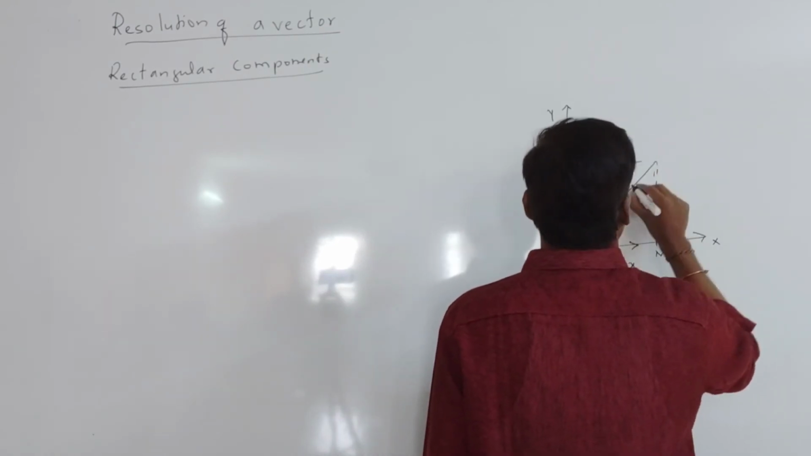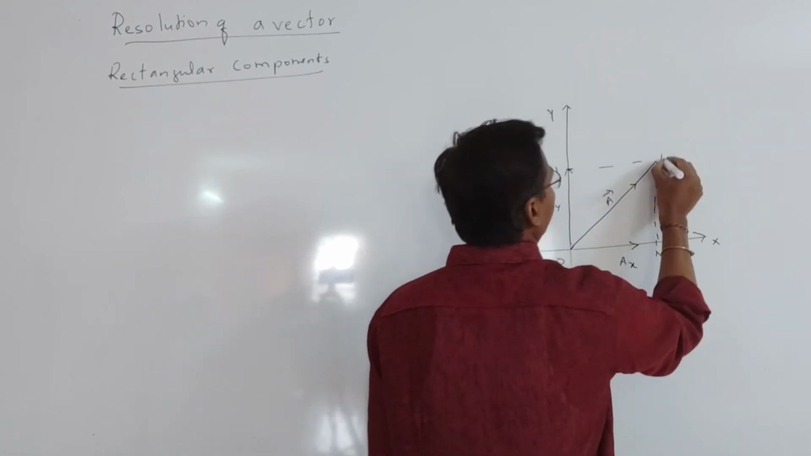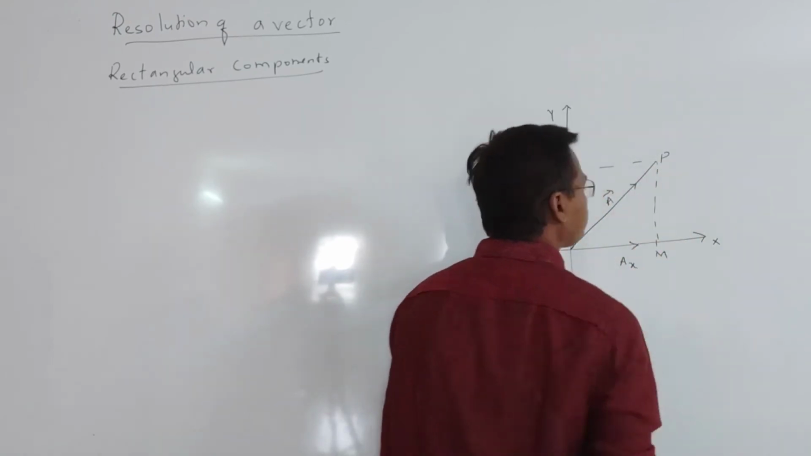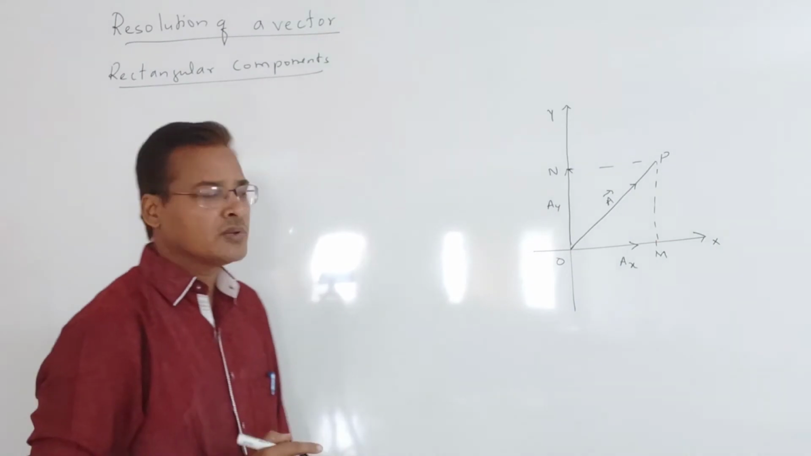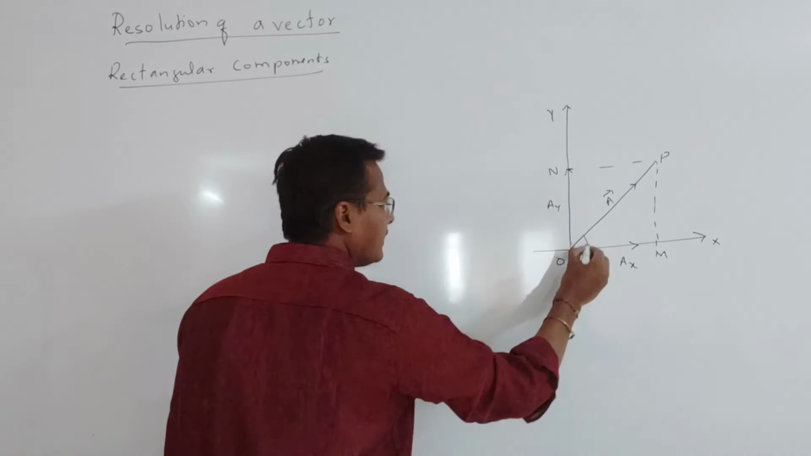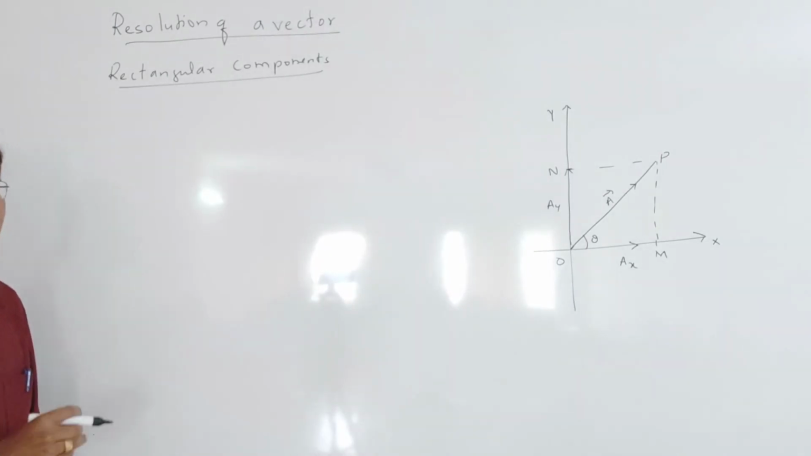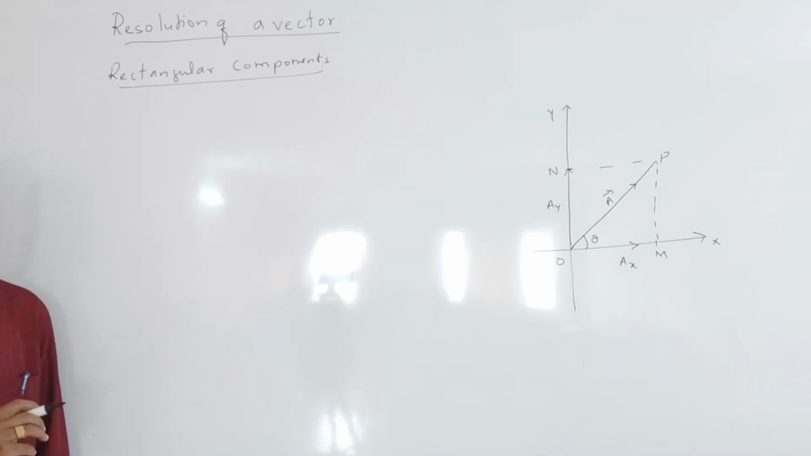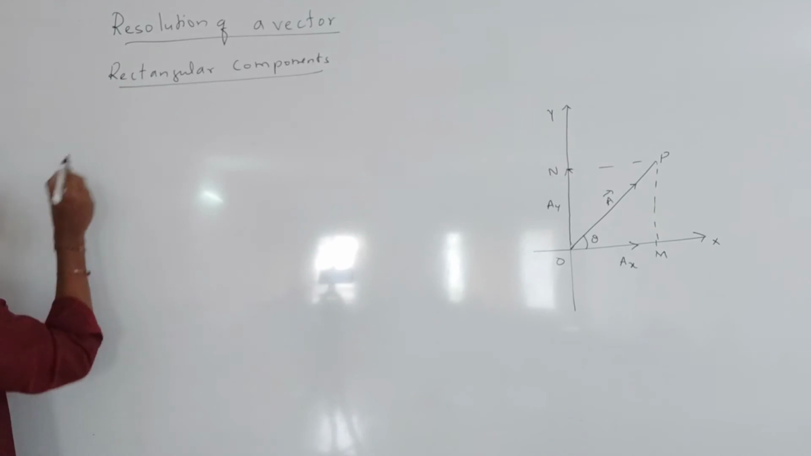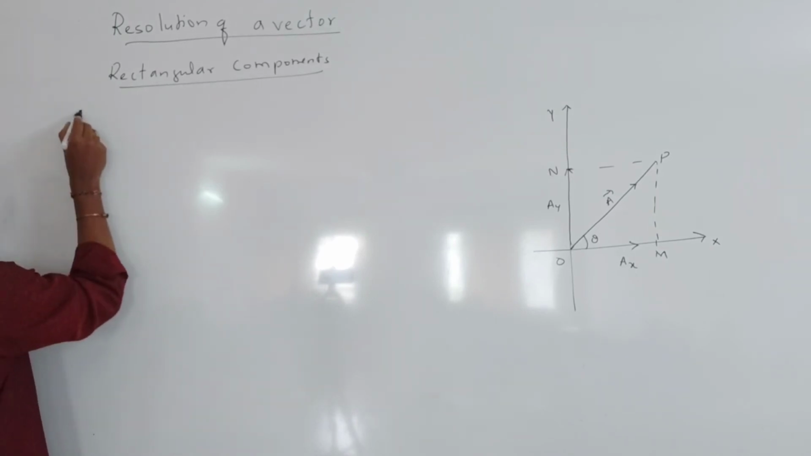So this is P. That will be P, the resultant vector, making an angle with the x-axis. That angle is theta. Theta is the angle made between the A vector and the Ax vector, Ax and Ay vector. So here we are considering the figure.